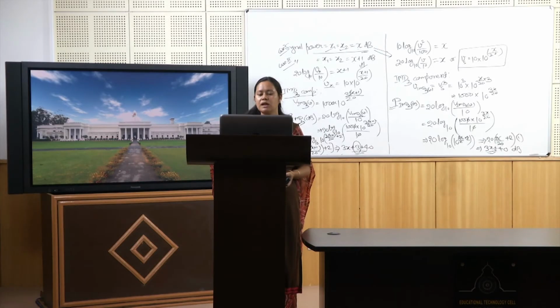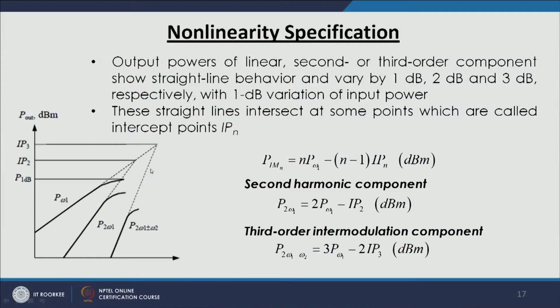These points where they intersect the original signal power path are called IPn. The power can be calculated based on the equation of a line, given by the formula n times the original signal power minus (n minus 1) times IPn, the point where it intersects P omega 1. If we know these two values, we can calculate the IMn product.